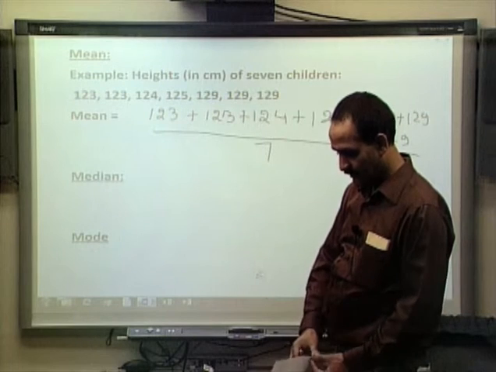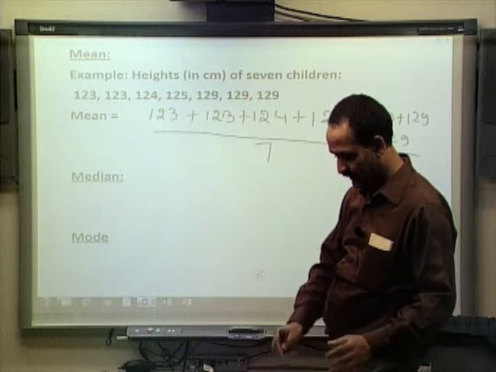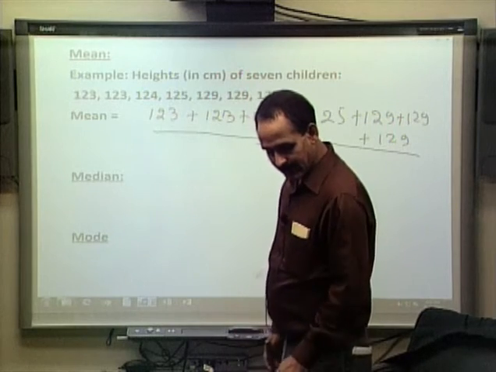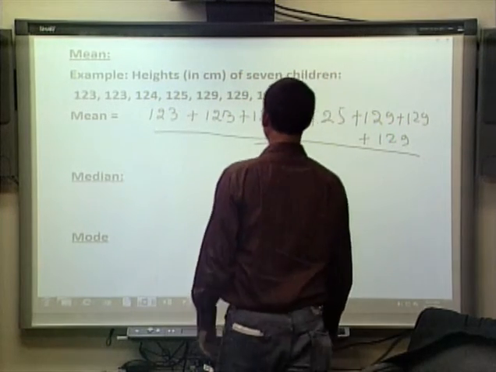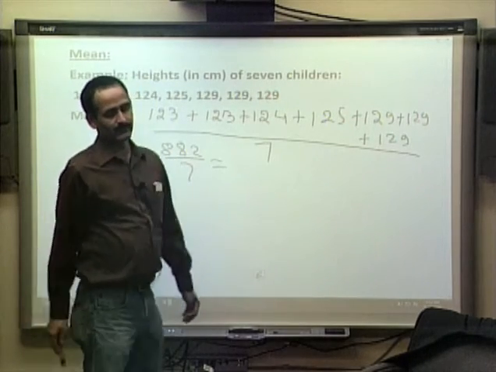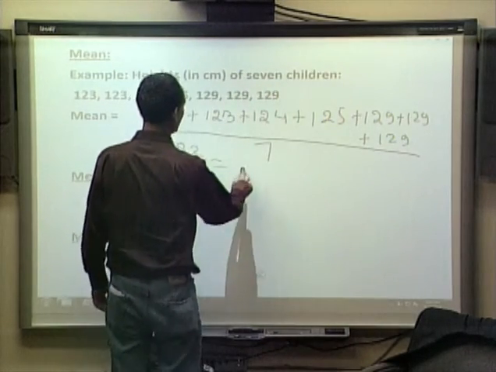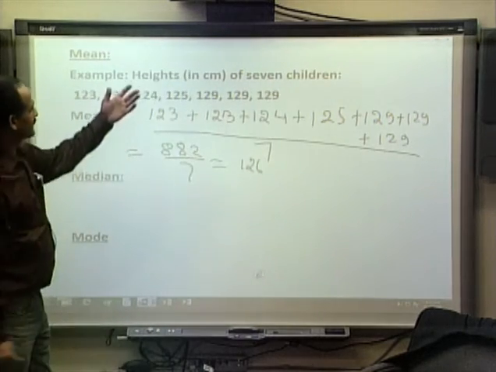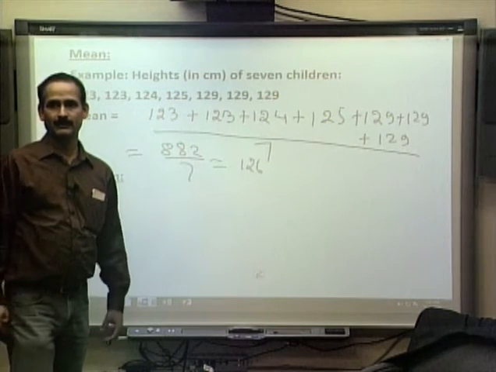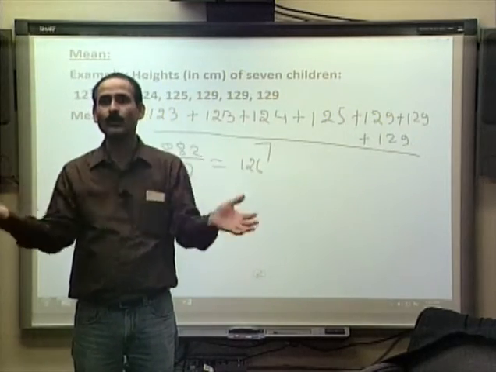So, let us use the calculator to add these numbers and divide by 7 and see what we get. Okay, it turns out to be 882 divided by 7, that is 126. So, we can say on average the 7 children are 126 centimeters tall. So, that 126 centimeters is an average, representing the center, the core of our data.